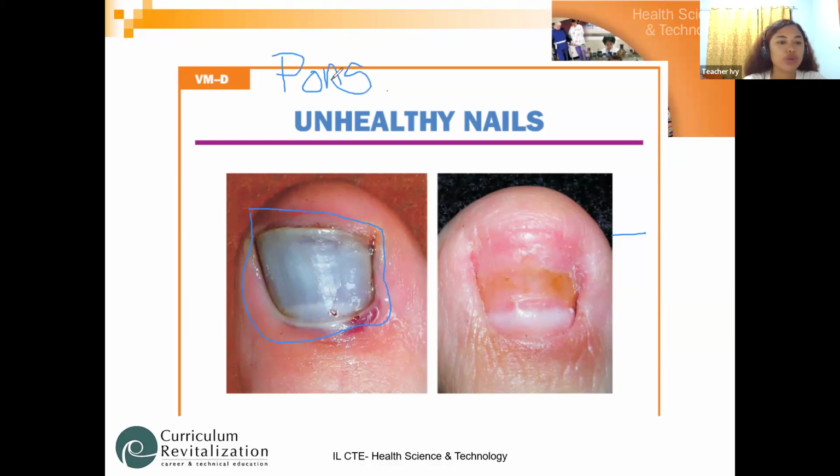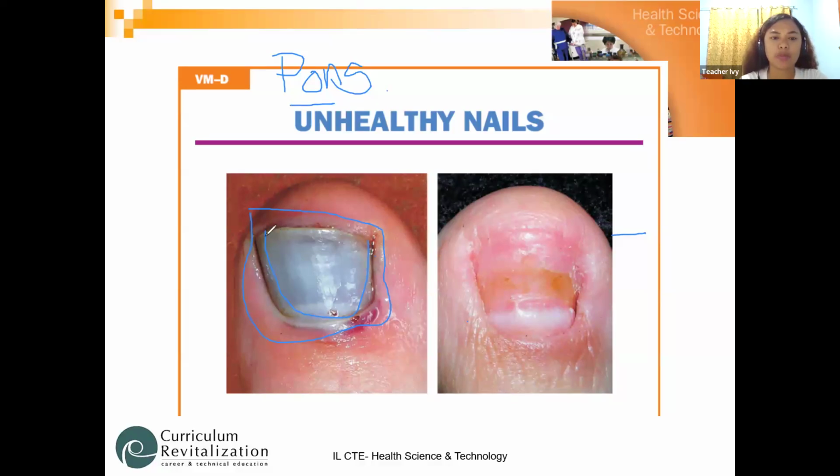P-O-N-S. Do you know what is pons? No. Pons is a white fluid that comes out when you experience to have infection. For example, this one, it comes out together with the blood. And that is what you call pons. Okay, the white fluid that comes out is called pons.